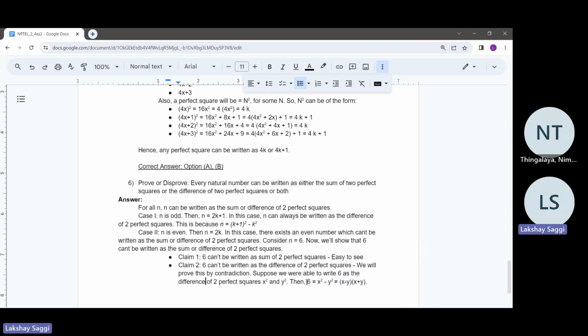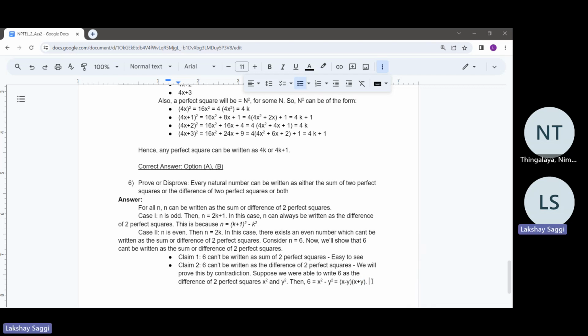Also, since 6 is an integer, 6 will have some factorization. Like 6 can be factorized as either 1 into 6 or 2 into 3. So suppose we write 6 as 1 times 6, then x minus y should be equal to 1 and x plus y should be equal to 6. And from that we'll be able to see that x and y won't be integers.